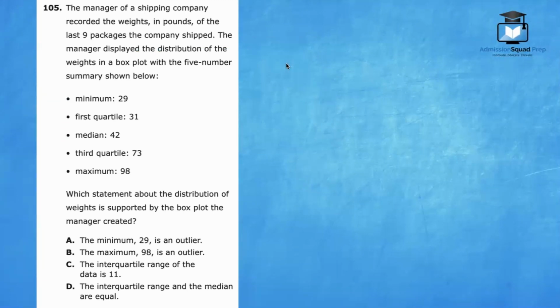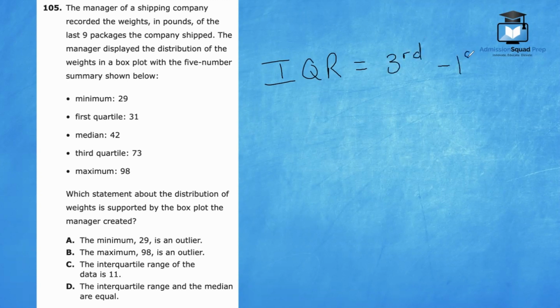In order to determine if a data set has an outlier using a box and whisker plot, we will start off by calculating the interquartile range. The interquartile range is usually calculated by subtracting the first quartile from the third quartile. So that's third minus first. So in this case, that's 73 minus 31, and that gives us 42.